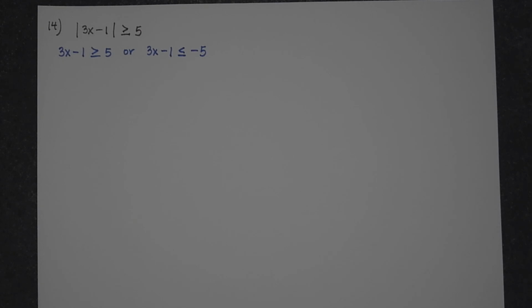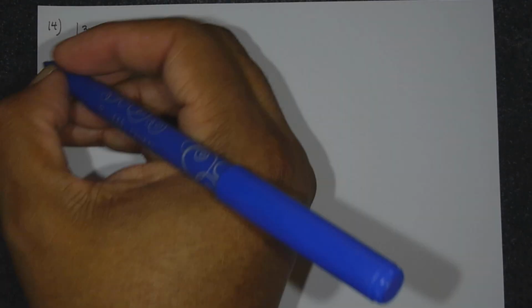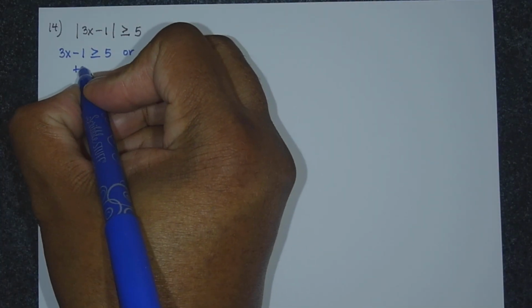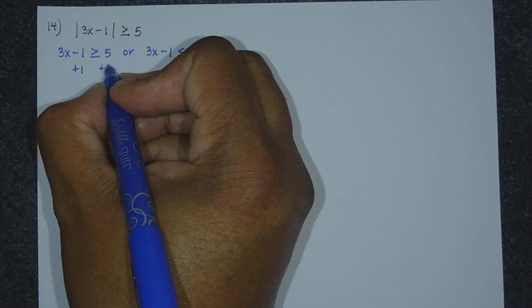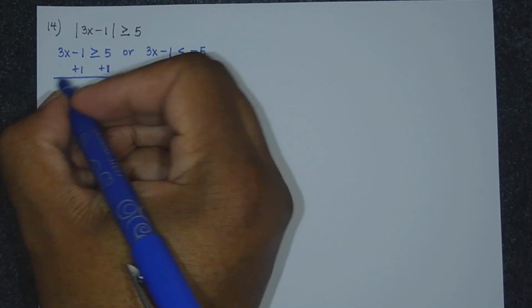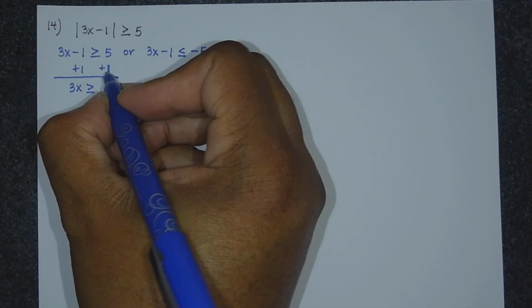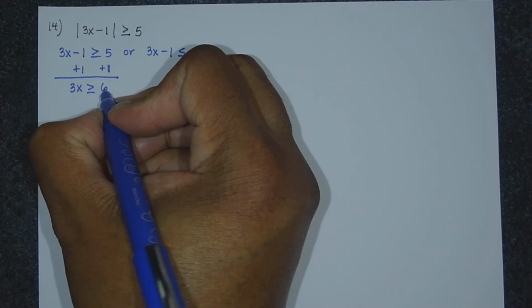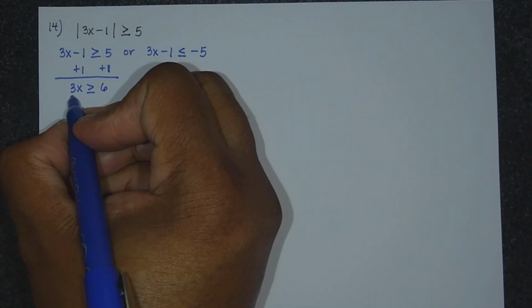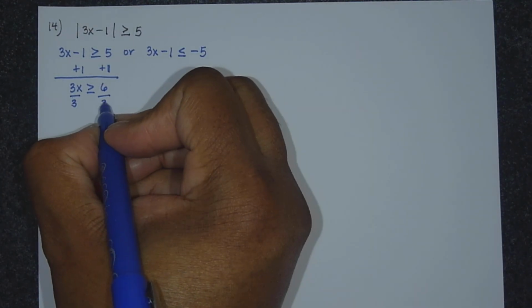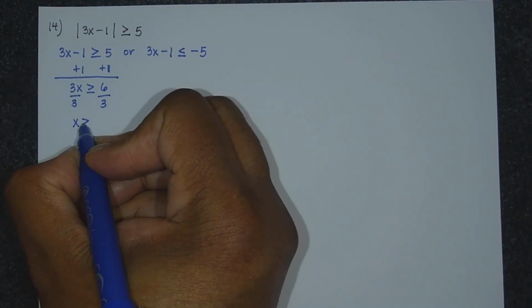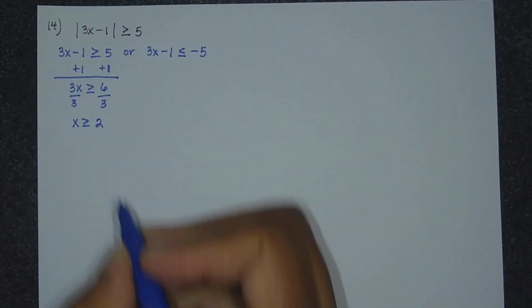Each inequality will get x by itself. So for 3x minus 1 is greater than or equal to 5, first step would be to add 1. So that means I have 3x is greater than or equal to 5 plus 1, which is 6. And then divide both sides by 3. X is greater than or equal to 2.